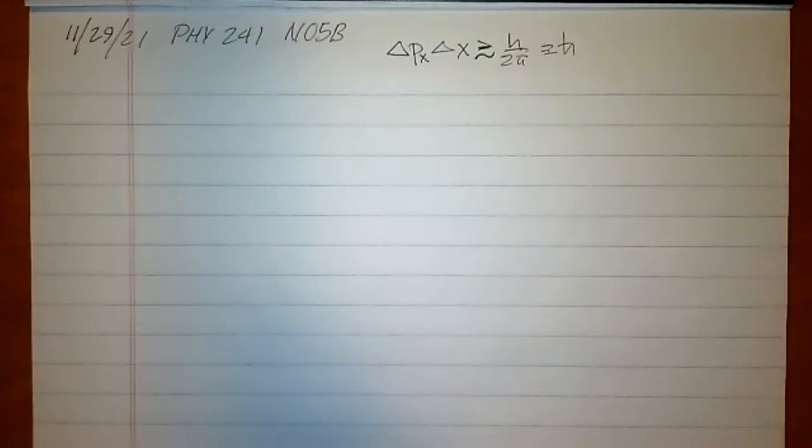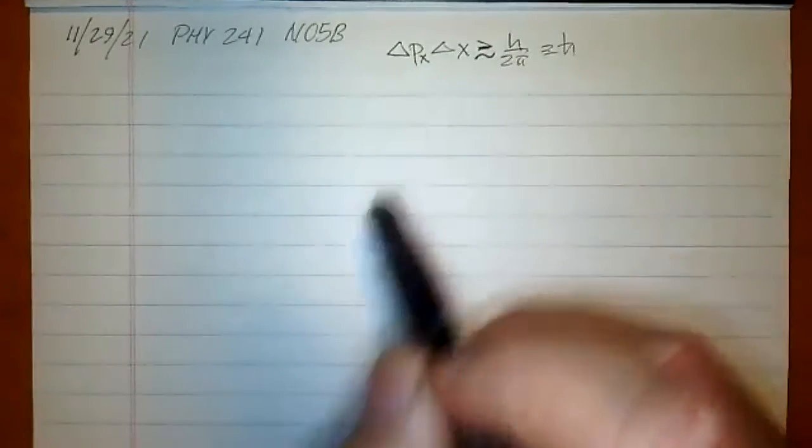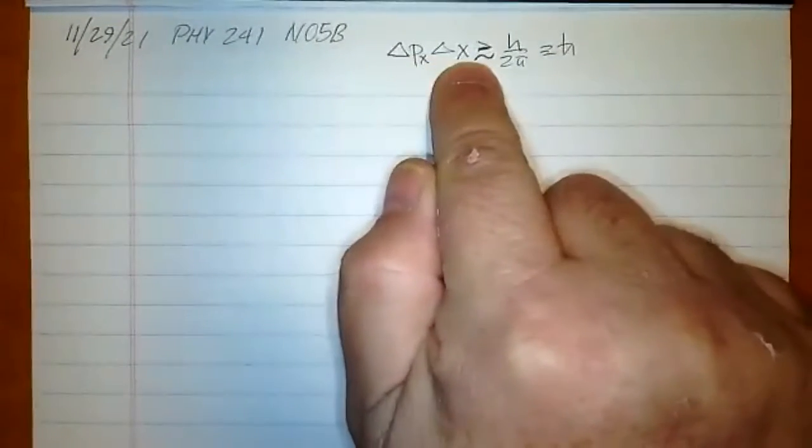And there's really no way around it. Basically, what it's saying is if you nail down the momentum really, really well, in other words, get it with very little uncertainty, then you'll know almost nothing about the position of the particle. That's the Heisenberg uncertainty principle.